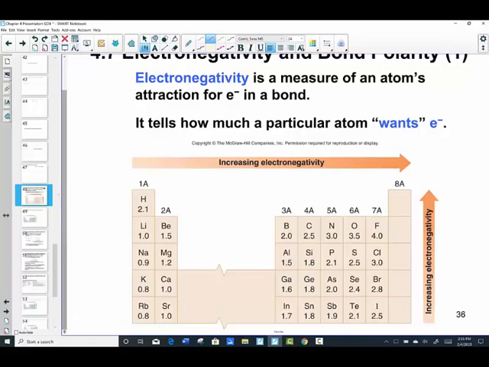So think about increasing electronegativity, and we have the strongest of strong nonmetal over here, fluorine. Fluorine is the most attractive element to electrons. It's the strongest of strong, the most attractive nonmetal, gaining electrons, pulling electrons towards itself. So the closer you are to fluorine, the more you have an ability to draw electrons towards yourself.